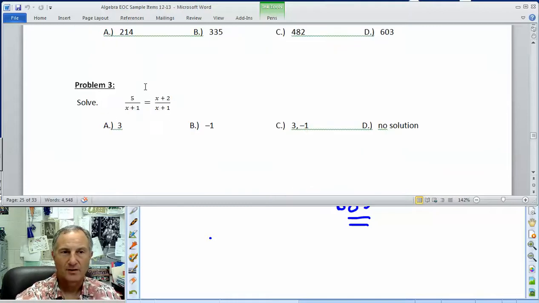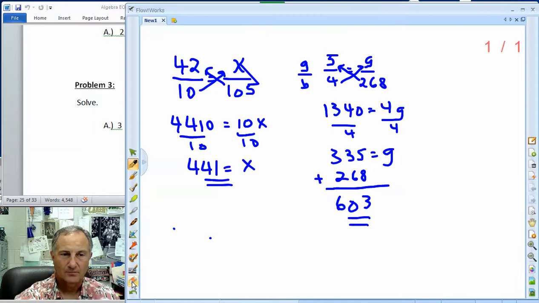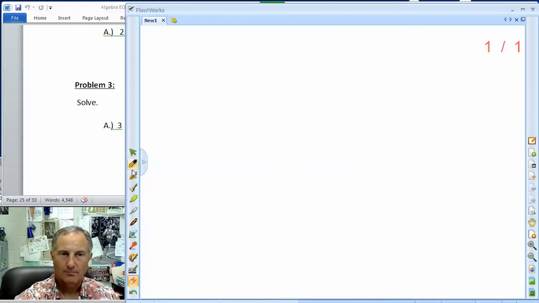Last problem. They set up the proportion for us. Let's just cross multiply and solve for x. Just remember, when you multiply the 5, it's not 5 times x, it's 5 times x plus 1, so we've got to distribute there. And when we multiply here, we're going to have to FOIL.